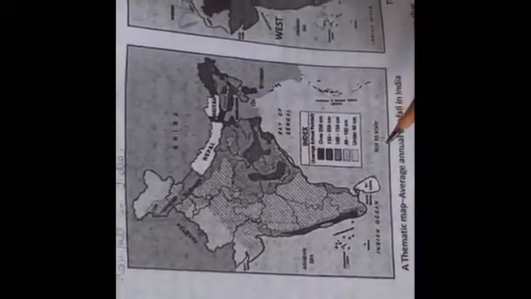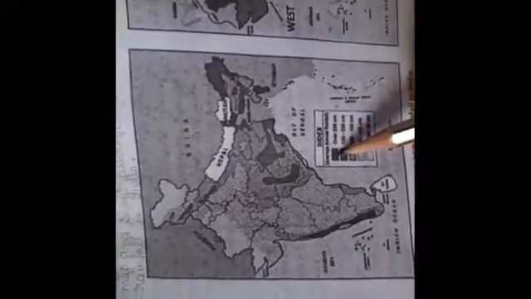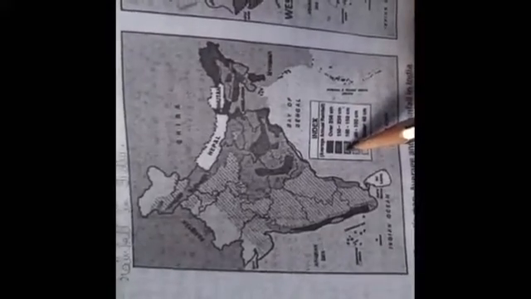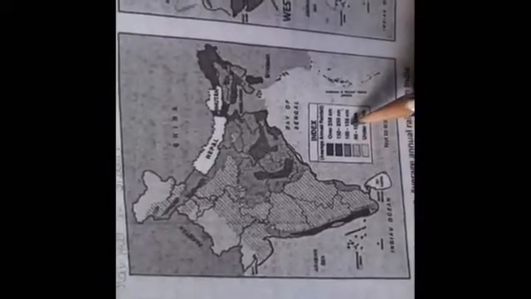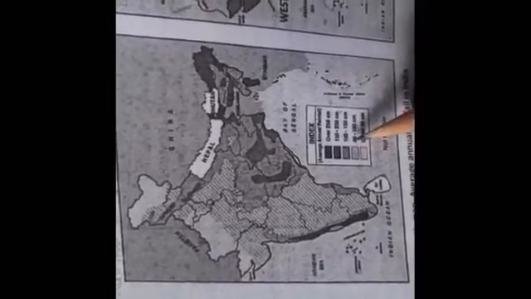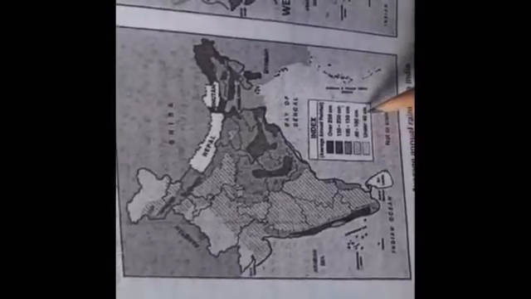This is a kind of thematic map which is showing average annual rainfall in India. As you can see here, this dark color is showing rainfall over 250 centimeter. This one is showing rainfall 150 to 250 centimeter. This one is showing rainfall from 100 to 150 centimeter. And this shade is showing rainfall from 40 to 100 centimeter, and the last one is showing rainfall under 40 centimeter.